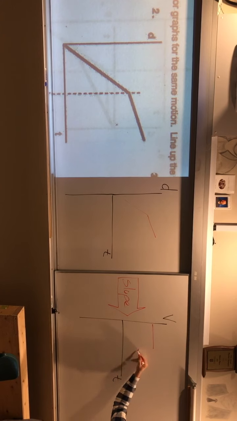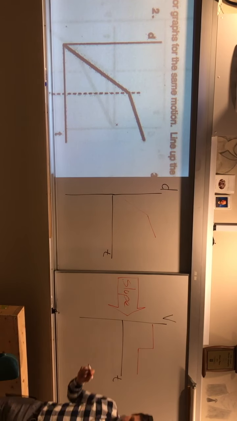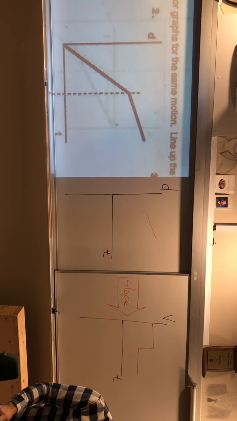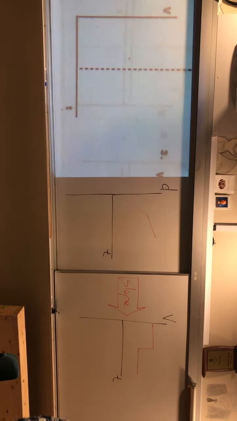Technically, these should be connected with a real quick change in velocity, but you can draw them as if they're not connected at all. It's fine with me. Okay, there's a bunch of these like this. What about this?